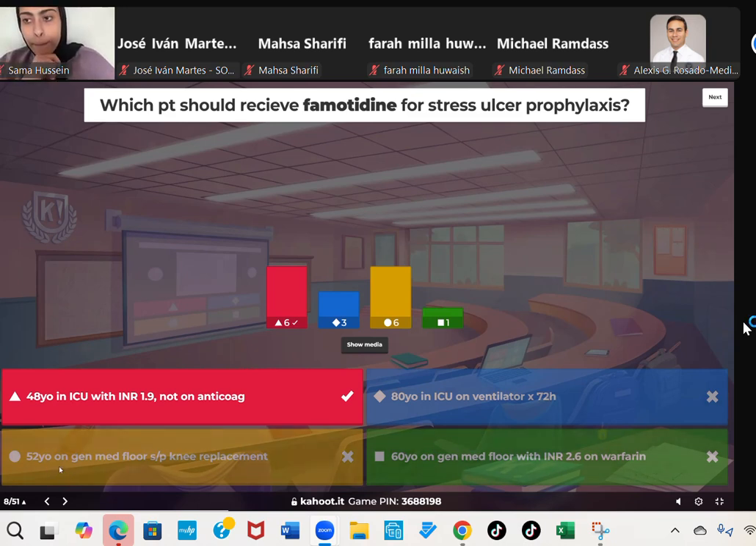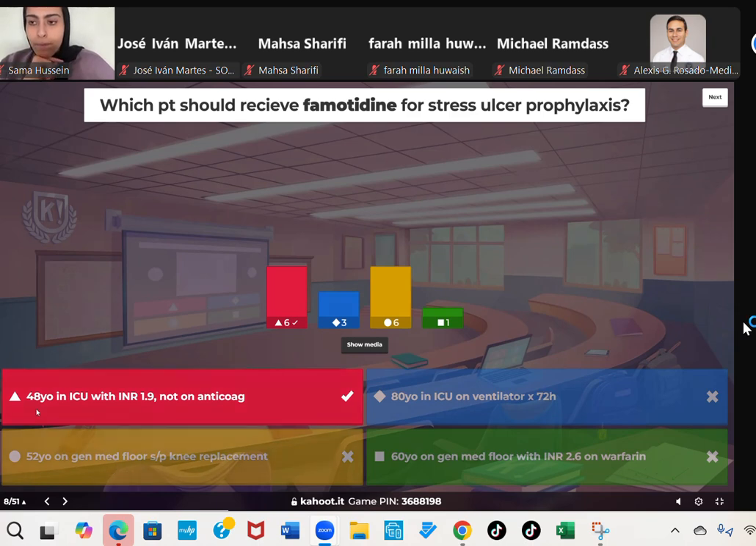The 52-year-old is on a gen med floor and their status post knee replacement. There's no indication that they're intubated. There's no indication that their INR is elevated. They're on a gen med floor. Knee replacement is usually pretty benign surgery as far as risk. The recovery is probably a little more tough.